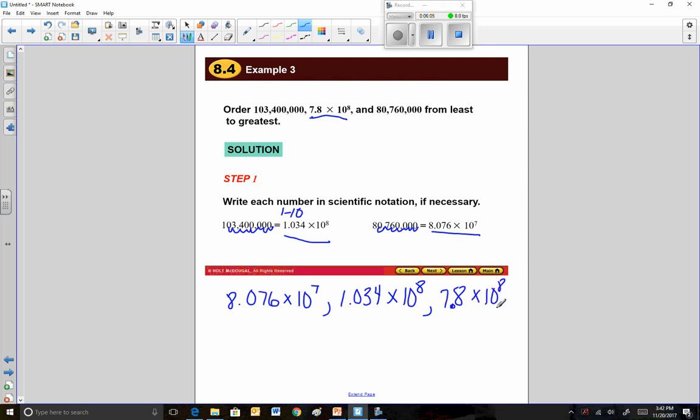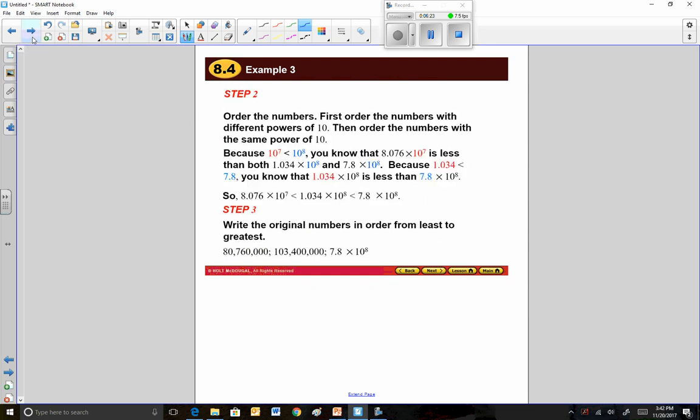So once again, make sure you compare the exponents first: 10 to the 8th, 10 to the 7th, and 10 to the 8th. This one automatically is smallest because it's 10 to the 7th. Place it there. And then compare front-end numbers if they have the exact same exponent. All right, let's give the next one a try. That's just more information. Now, obviously, they put them back into standard form for their final answer.